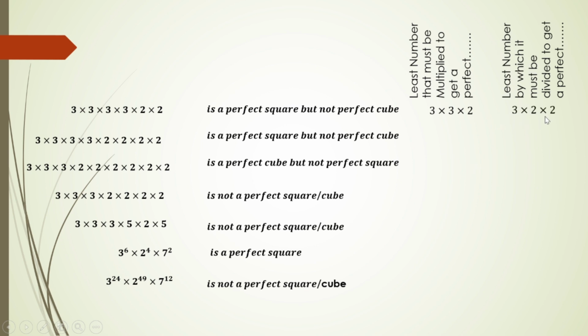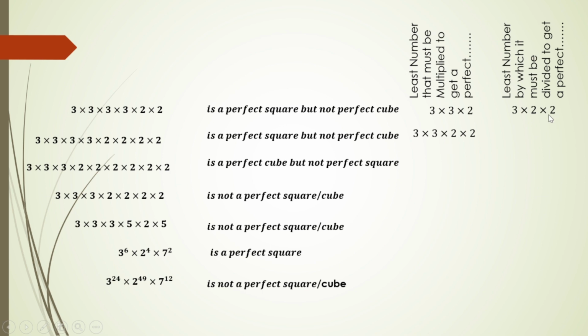So this is the number and the number is 12. Here, it is a perfect square but not a perfect cube. Again, to make it a perfect cube, what should we do? By which number should we multiply? Here we can see 3 into 3, so this is enough. 3 into 3 into 3, and 2 into 2 into 2 is also enough. This 3 is alone and this 2 is alone. So we must supply 2 3's and 2 2's. So the least number which we must multiply this number with is this.